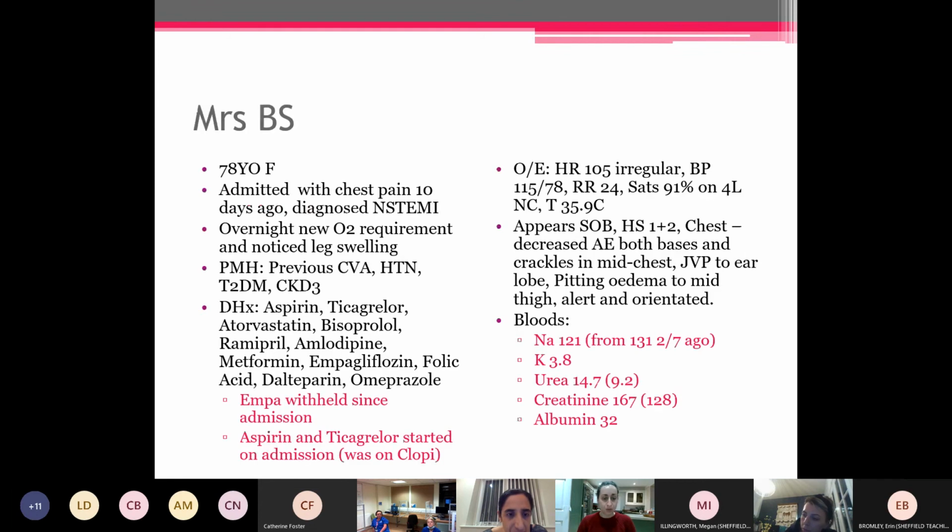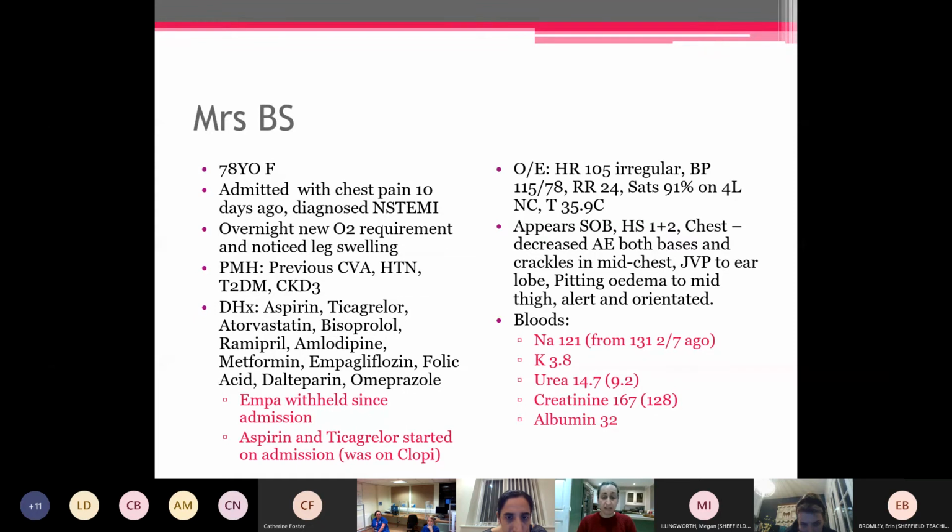Case 3 is quite wordy, so I'll just summarise it for you. So 78-year-old woman admitted with an NSTEMI 10 days ago, and is now becoming overloaded, so leg swelling, increase in oxygen requirement, has all the usual comorbidities, stroke, hypertension, type 2 and CKD, all of the usual suspects. So aspirin and ticagrelor, which was started for the NSTEMI, atorvastatin, bisoprolol, ramipril, amlodipine, metformin, empagliflozin, which has been withheld because you do that when they come into hospital, folic acid, dalteparin, and omeprazole.